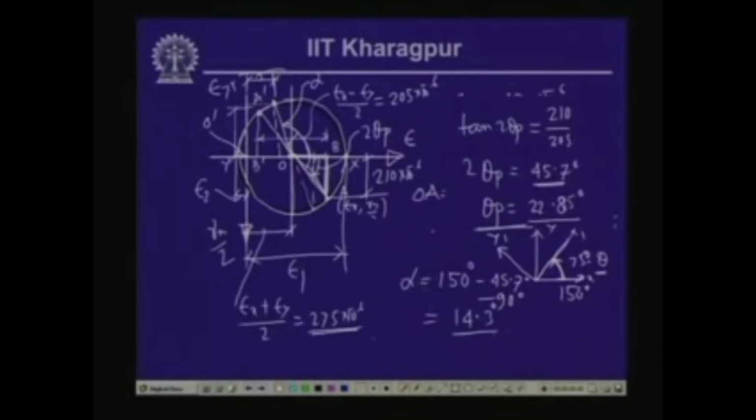So, let us compute then. Now, if we know that this angle is 14.3 degrees and this is the radius, then we can compute this distance. Let us call this distance a, and the vertical distance, let us call this b. So, r cos theta, or cos 14.3, will give us b, or sin 14.3 will give us a.